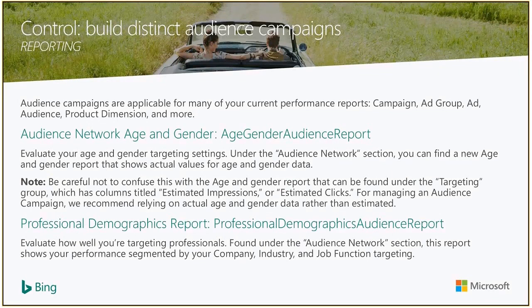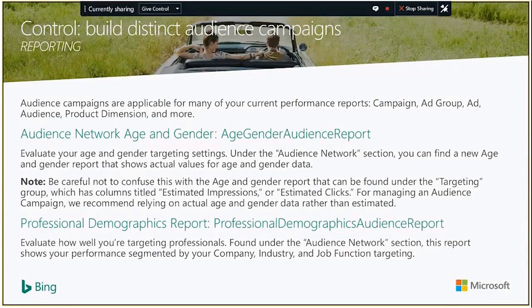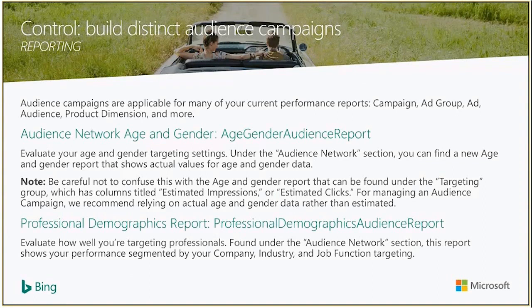So if you are managing audience campaigns, this is the report that you should use moving forward for getting age and gender reporting. And we are introducing a new professional demographics audience report. This report will contain reporting information for all of the LinkedIn dimensions: company, industry, and job function. And if you want campaign, ad group, ad level reporting, you will be able to continue to leverage your existing campaign performance report, ad group performance report, ad performance report, and so on.